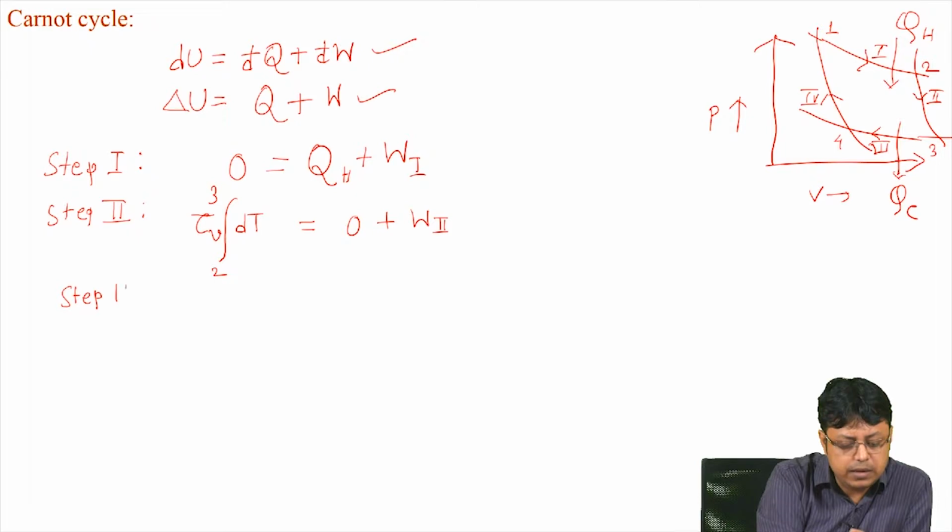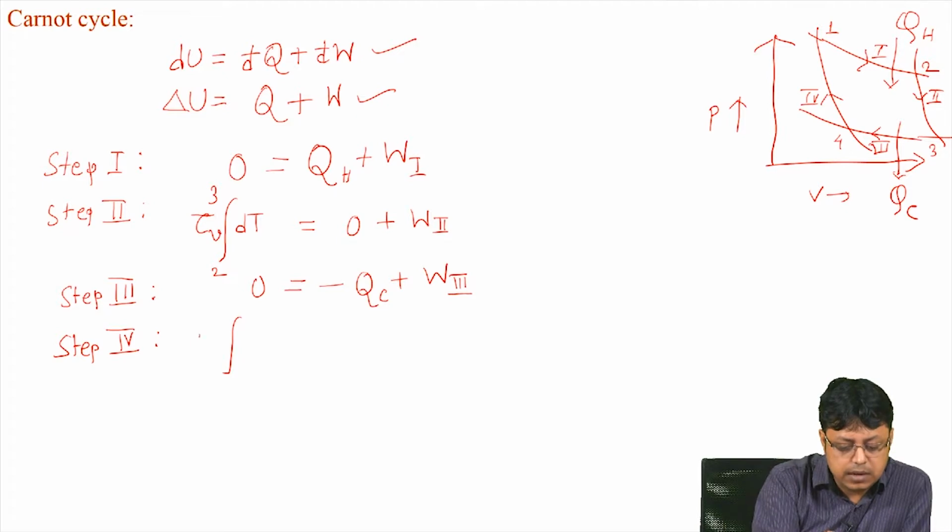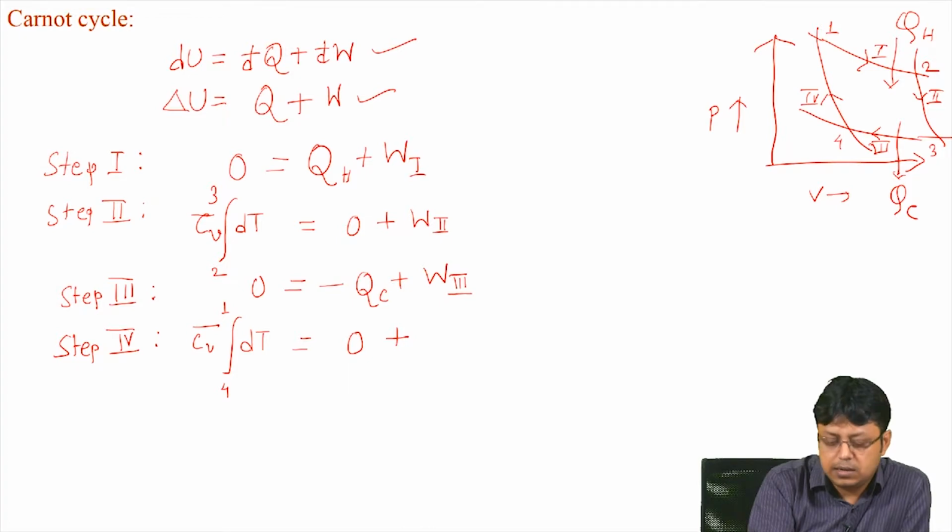Similarly, for step 3, remember that again there is an isotherm, but now heat is released, QC amount of heat is released. So, I have to use a negative sign plus W3, and then again in step 4 there is another adiabat, and remember that in this case I am going from state 4 to state 1, dT, and which is nothing but 0 because it is an adiabatic process. So, associated heat exchange is 0. So, W4.